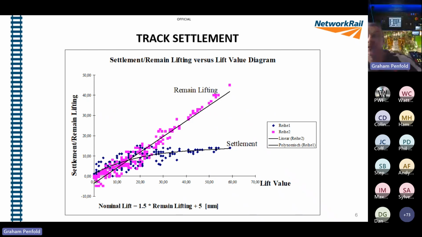This is an Austrian graph, and this is again saying something very similar. You're probably getting to see the shape of the settlement curve. Again, this one's probably a little bit lower, around 15 mil, where lift outweighs settlement. And the theory on this one is they talk about remain lifting. Remain lifting is a lift you want to remain on the track. So I'm assuming if you put a 20 mil lift on, most people want a 20 mil lift to remain on the track.